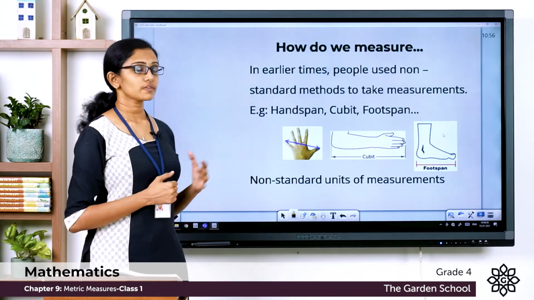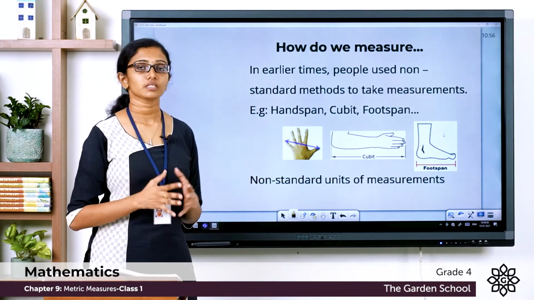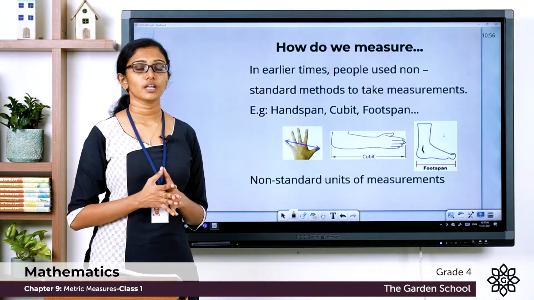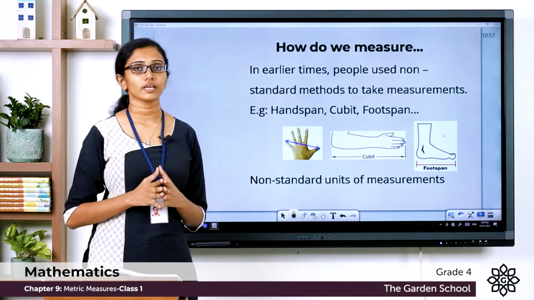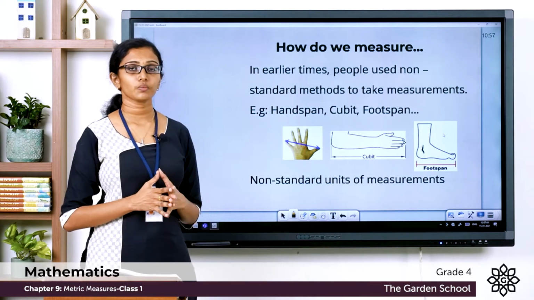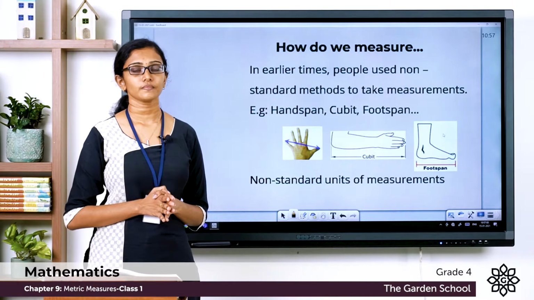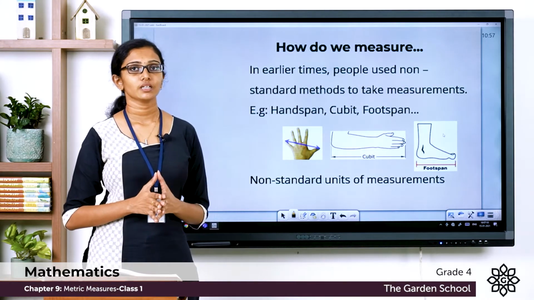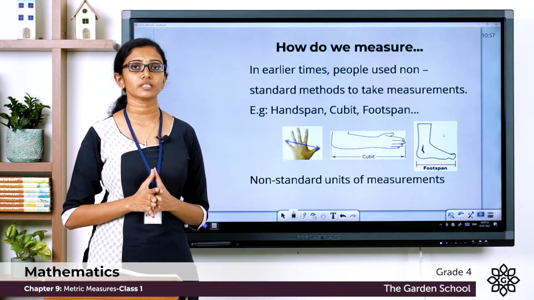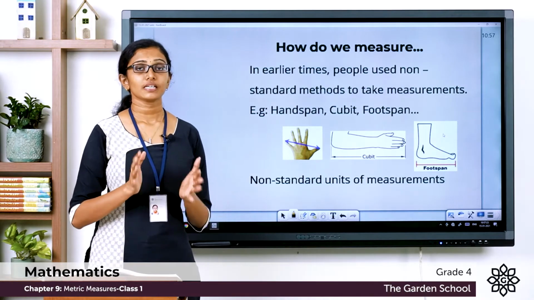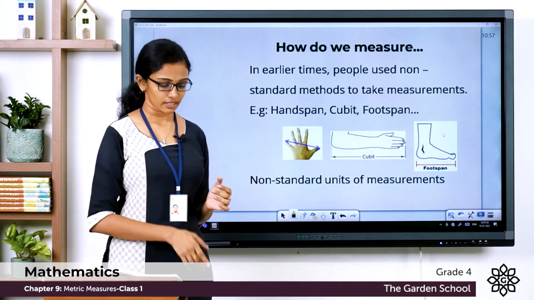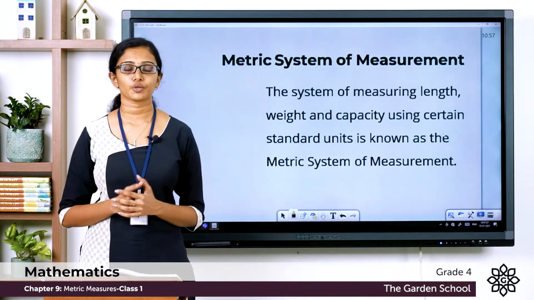But do you think everyone has the same size of hands or foot? No. Each body is unique. So it's going to be different when a different person is taking the measurement each time. So there came a need to come up with a standard unit of measurement. Thus came into existence the different systems of measurement.